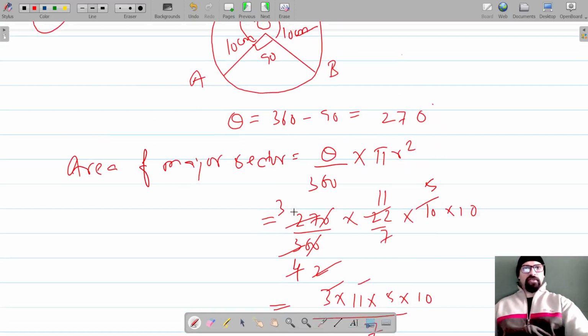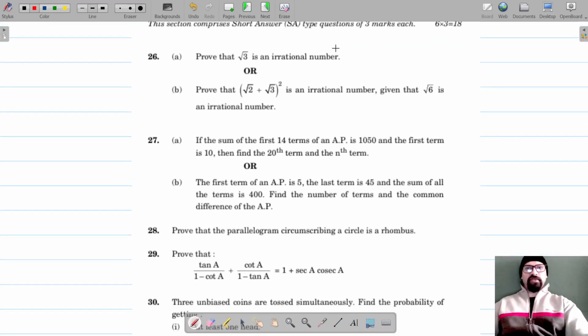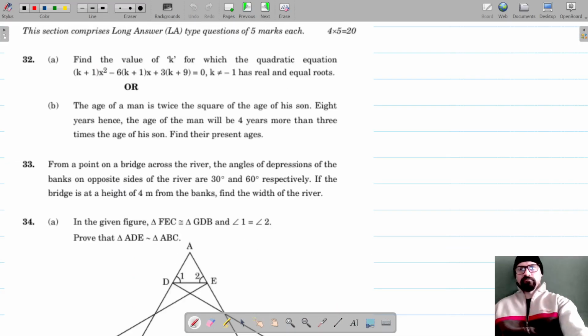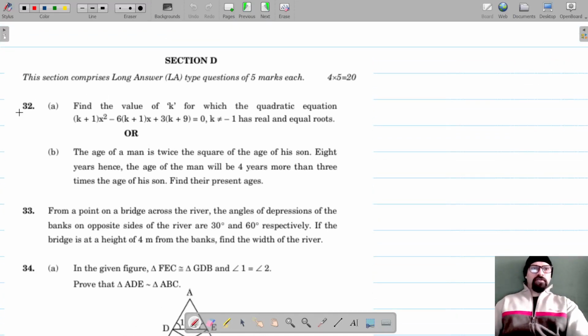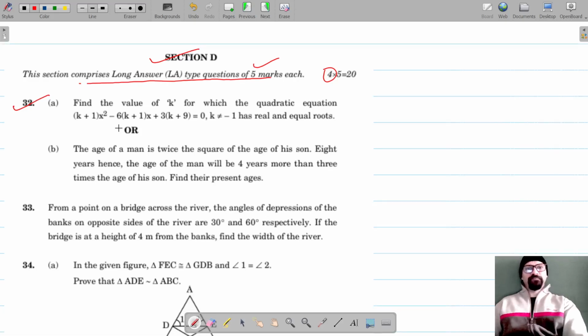Okay, moving on to the next question. That is also section D. Okay, for question number 32 of section D. Now this section has long answer type questions of 5 marks each, and there are 4 questions in this section, and we have the choice, but we are going to do all these.